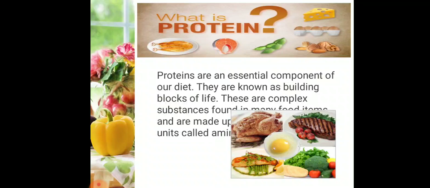The next nutrient that we are going to talk about is proteins. Protein is again an essential component of our diet. They are known as the building blocks of life. They are complex substances found in many food items and are made up of thousands of small units known as amino acids. Proteins are required for growth and repair of worn out parts of our body.